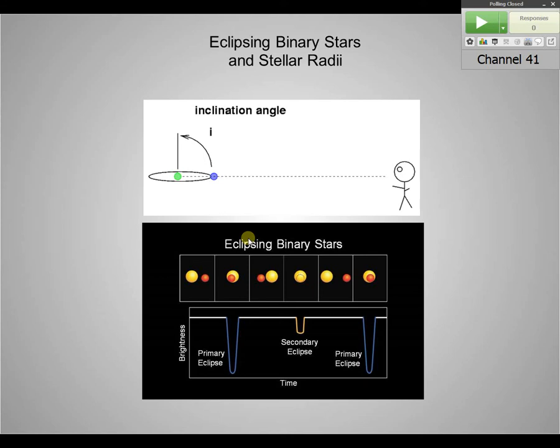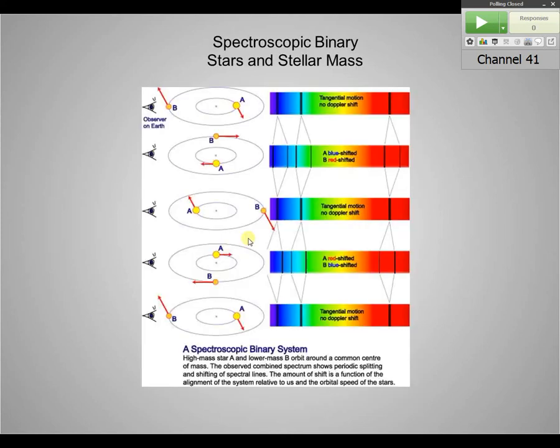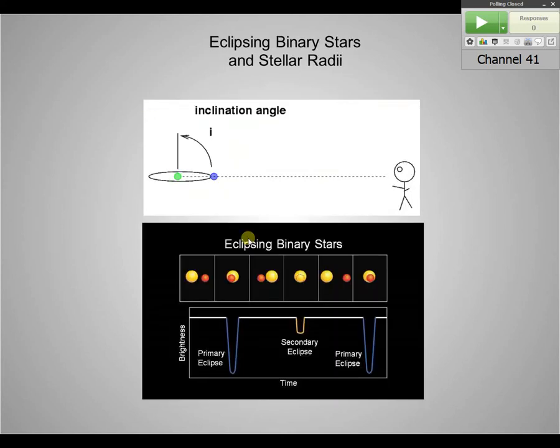Oh, and the other thing is that because you can tell how much light is blocked out, you can make an estimate of how big the thing blocking out some of that light is in terms of its radius. So if you happen to have an eclipsing binary star system, you can tell something about its radius. The spectroscopic binary system is going to tell you a lot about the combined mass of the star system, because depending on how dramatic this shift is, the more massive things are going to produce more of a Doppler shift. Okay?